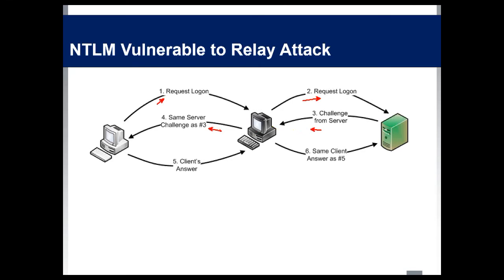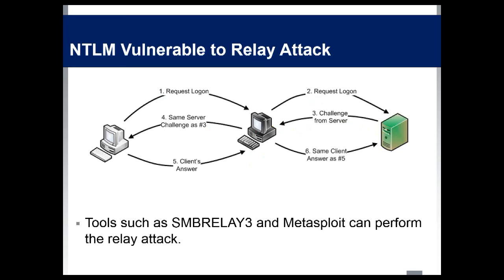The incident responder had issued a request to log on. The challenge eventually came, and now he's going to provide the answer based on his password hash. Since it's the exact same challenge that was sent from the unwitting server, the server is able to accept the same answer. So essentially, it's able to relay the answer on to another system. This has been implemented with tools for some time. There's SMB Relay and Metasploit that can do this, so it's something to be aware of.